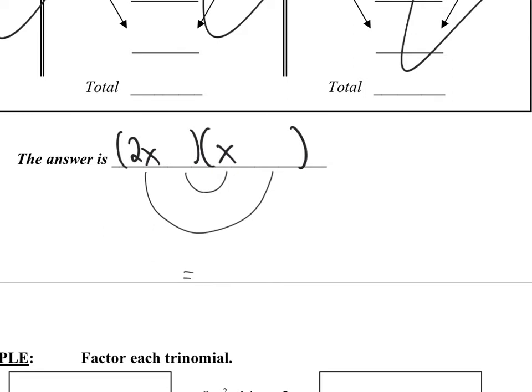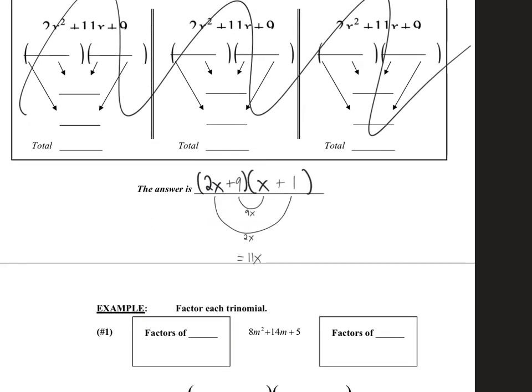So let's put plus 9 right here and plus 1 right here. See if that's going to work. What's 9 times x? That's 9x. What's 2x times 1? That's 2x. Is that, this 9x plus 2x, equal 11x? It does. This is actually our final answer.